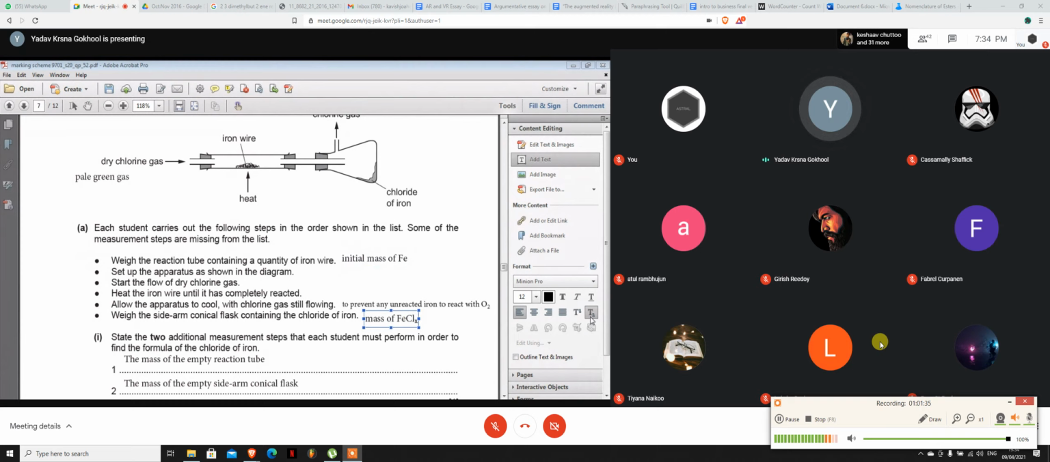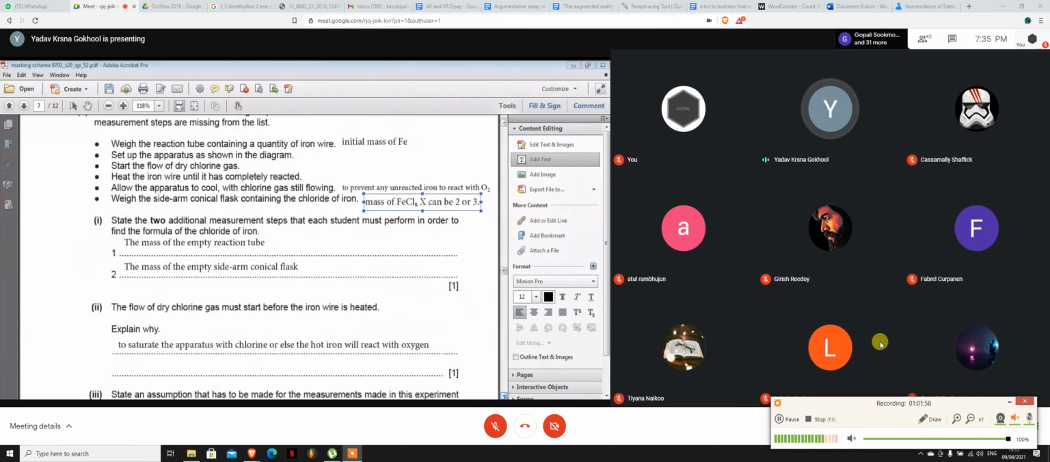But we all know that X can be 2 or 3, the two most common oxidation numbers. Of course, we have to take the mass of the empty reaction tube, because we have to take the initial mass and the final mass. Then we will know the mass of Fe used, same as in practicals. You can make a table over here. Please make a table for this part and that part.